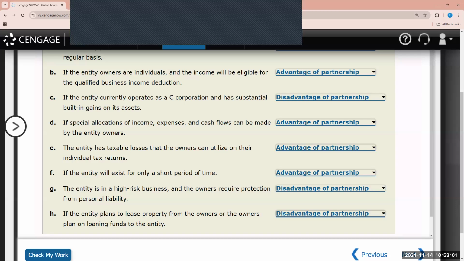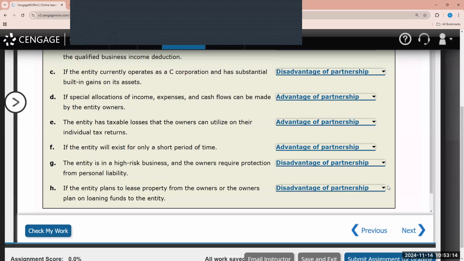So it would be better for the entity to be structured as a C corporation versus a partnership if the entity plans to lease property from the owners or the owners plan to lend funds to the entity.